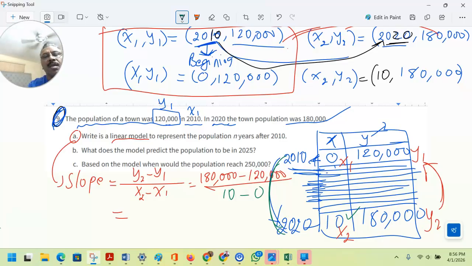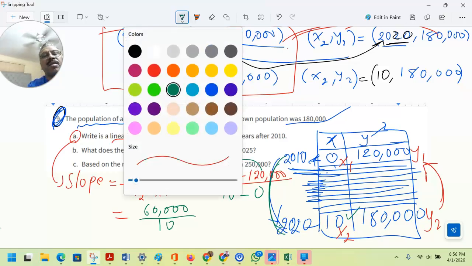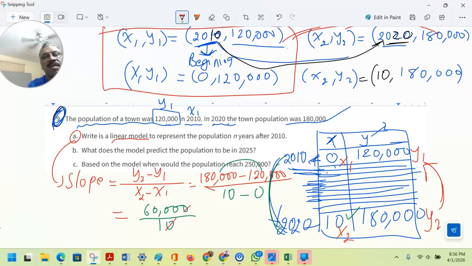So when you do this, if you subtract this, you get 60,000, okay, and divide by 10. And if you get confused, use a calculator. One of the zeros will cross out. You end up getting 6,000. So 6,000 persons. I'll write population, basically how many people, right? The number of persons per 1 year. So each year the population is growing by 6,000.